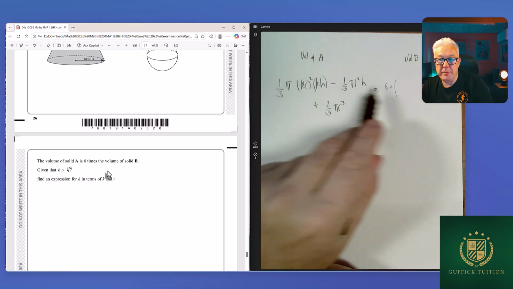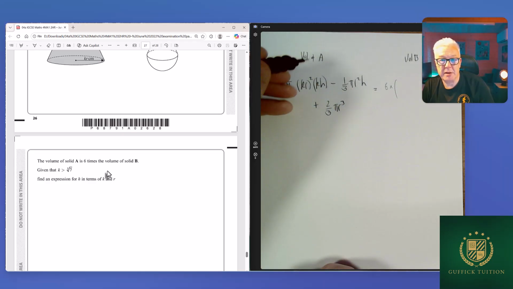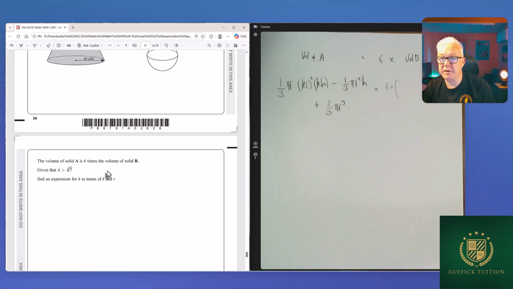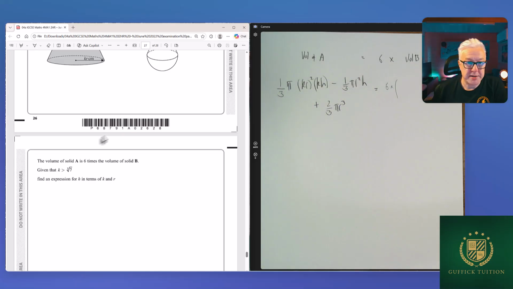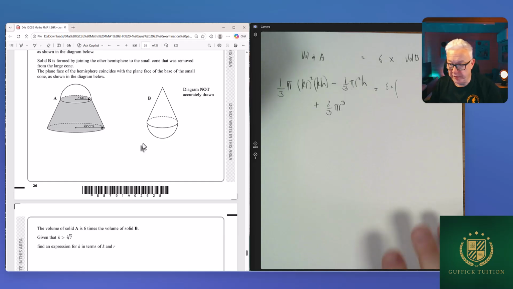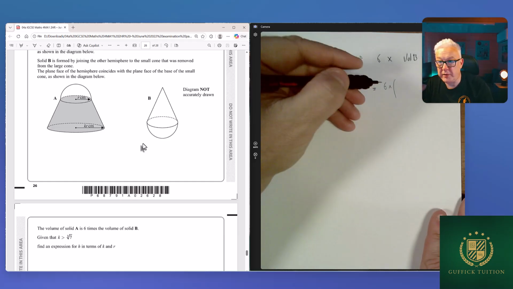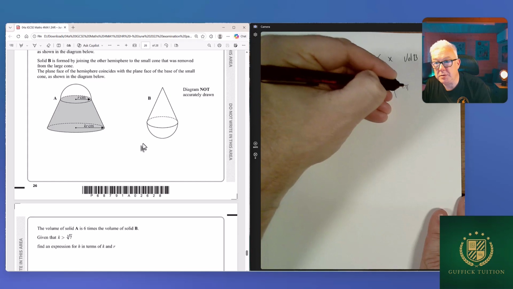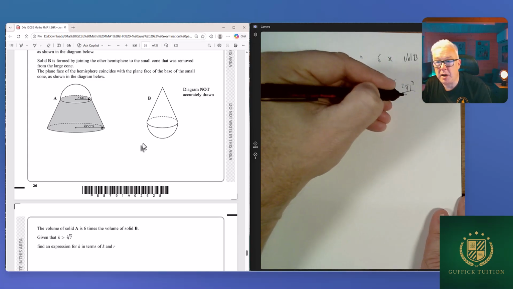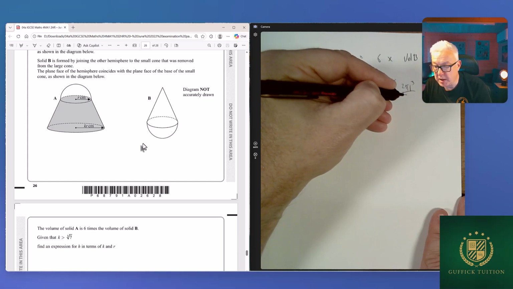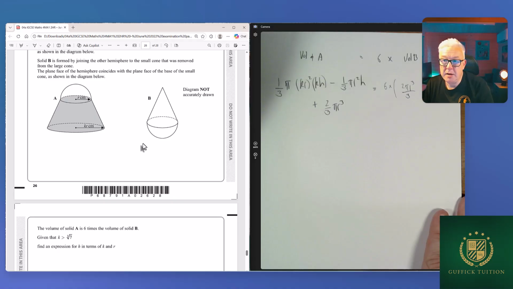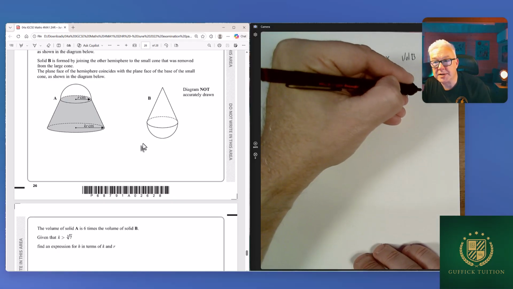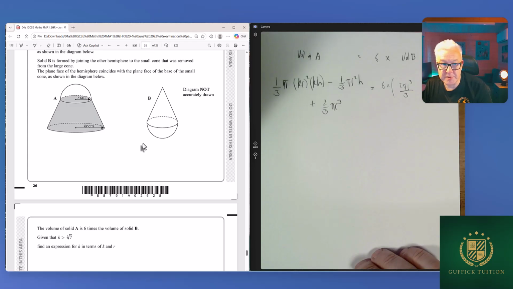So if we're going to put them equal to each other, it means that the volume of A is equal to 6 times the volume of B. Okay, so what is the volume of B then? Well, the volume of B is half of a sphere, so that's going to be 2/3 pi r cubed, because it's half of a sphere, which is 4/3 pi r cubed, plus the little bit of the cone that was cut off, the small cone.